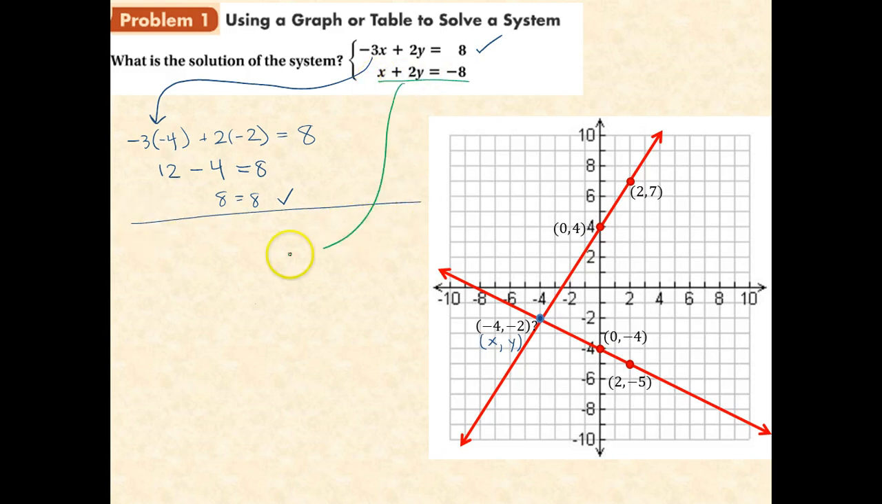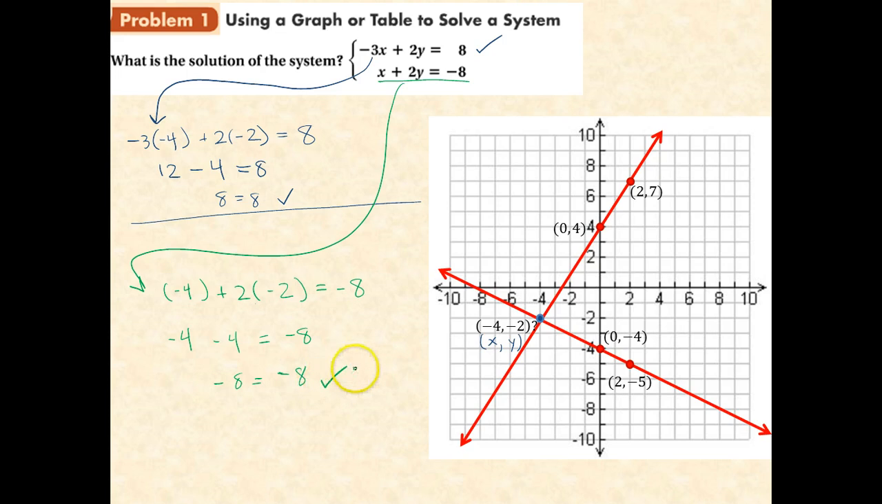Now for the second equation, we've got x plus 2 times y equals negative 8. Our x is negative 4. Our y is negative 2. So we get negative 4 minus 4 equals negative 8. Negative 4 minus 4 is negative 8. So it works for that one too. So since this point is an ordered pair that has an x and y value that make both of these equations true, the solution to our system is negative 4, negative 2.